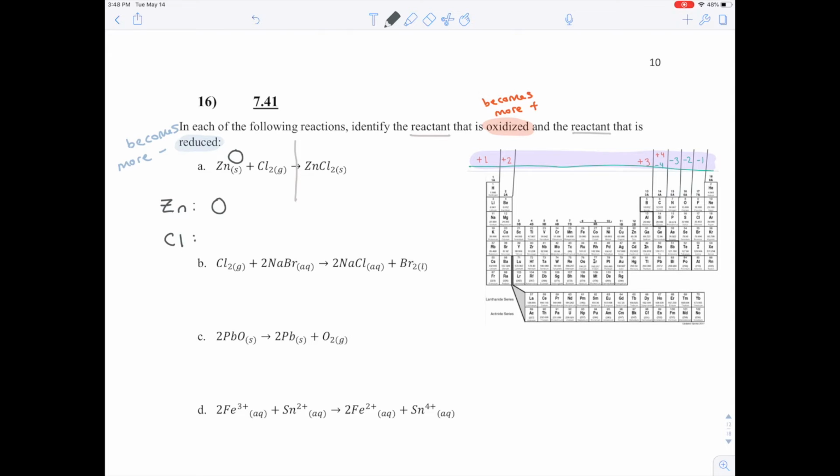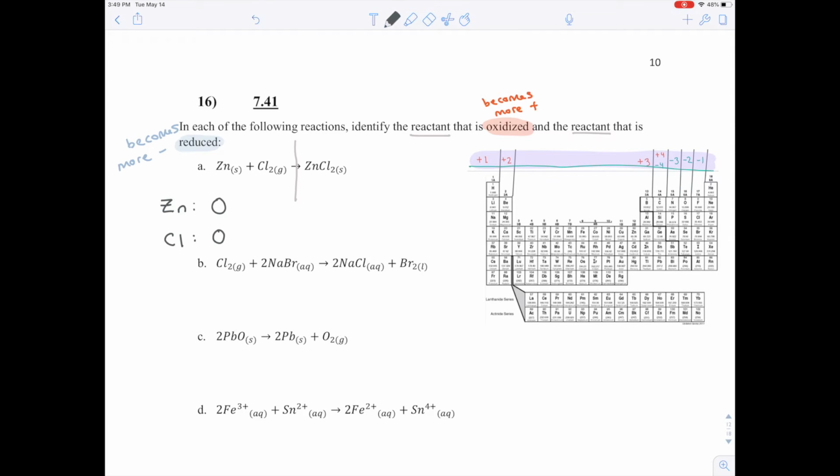Chlorine is all by itself. It's not combined with any other elements, no other boxes on the periodic table. And so the charge is whatever's in the top right. Nothing is written in the top right, and so the charge here is going to be zero. So those are the charges on the left side of the reaction. On the right side of the reaction, the elements are in compounds, and so they are going to have charges.